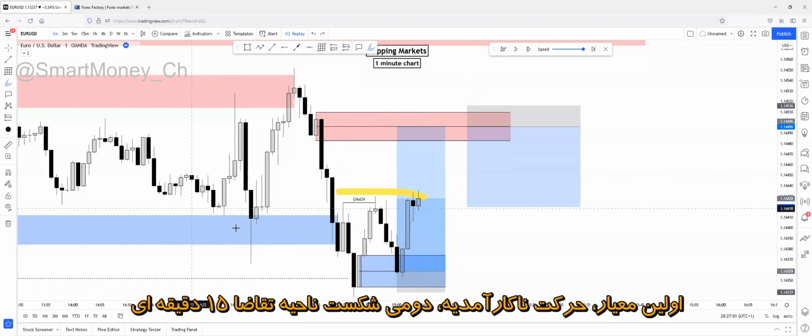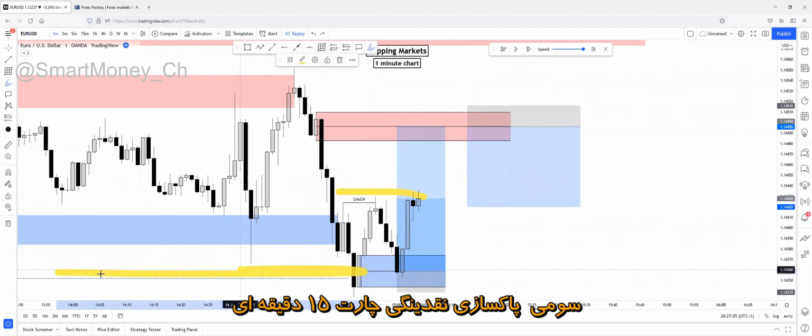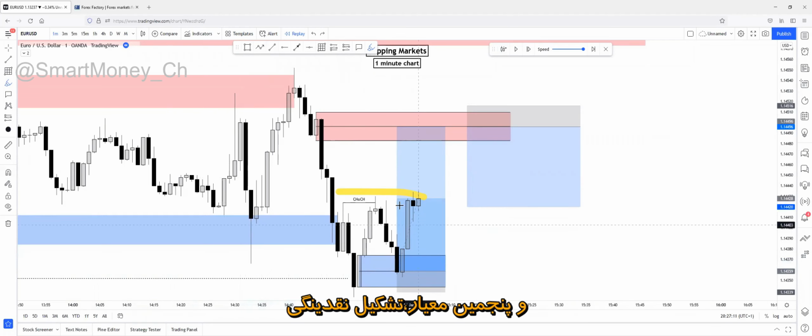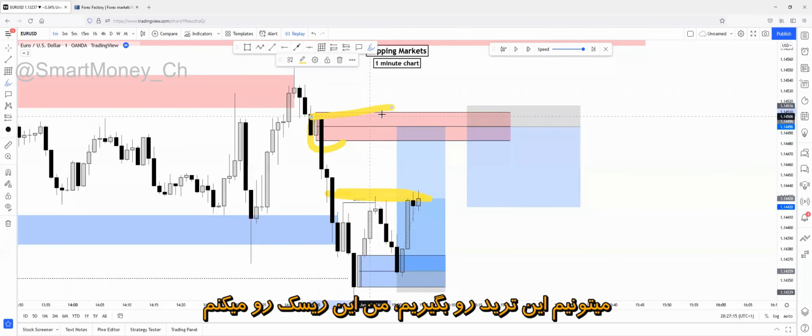Second criteria, a break of this 15-minute zone. Third criteria, sweep of the 15-minute liquidity line here. Fourth criteria, break of structure or change of character to downside here at this point. Fifth criteria, liquidity creation. So basically, this is a full criteria entry. We can take this trade.